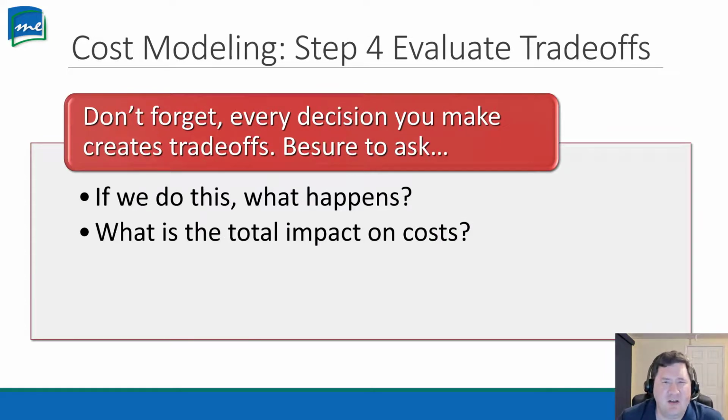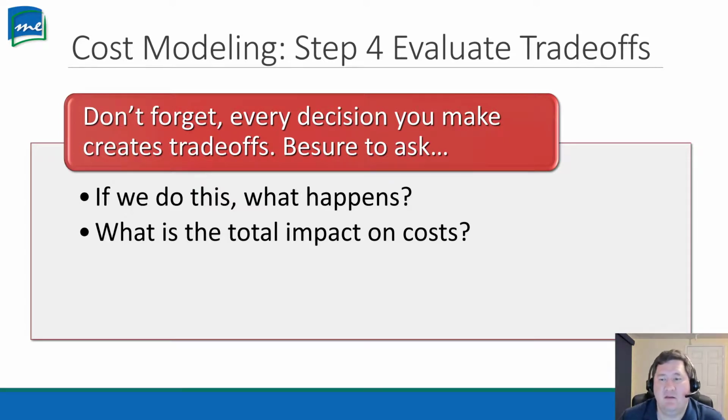So there's some trade-offs though, right? So we have to evaluate these trade-offs. Every decision we make creates a trade-off. So if we want higher quality materials, it's going to cost more. So that's our trade-off, the additional cost. So if we do that, what happens? Well, higher quality materials means higher price.